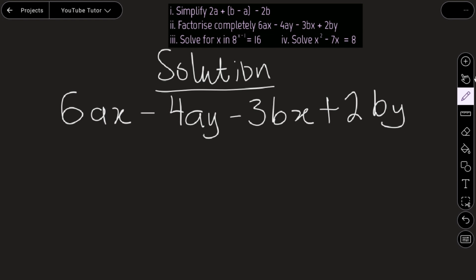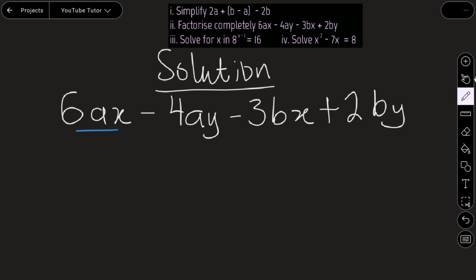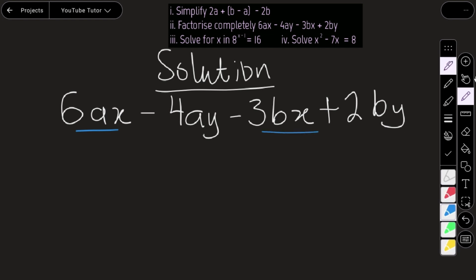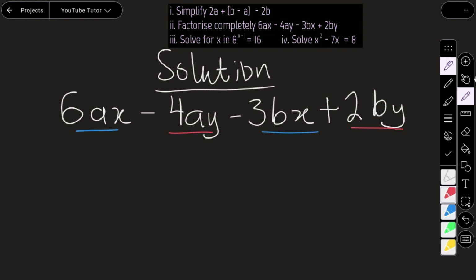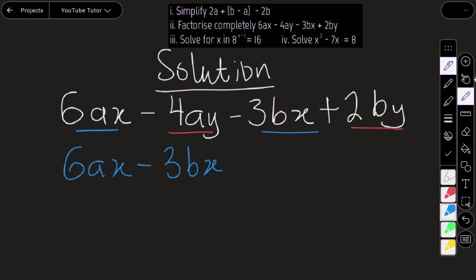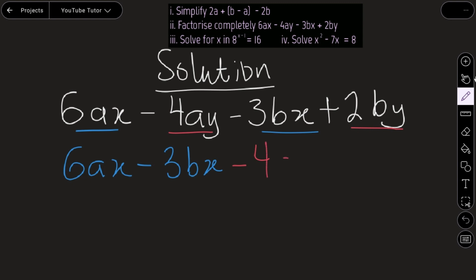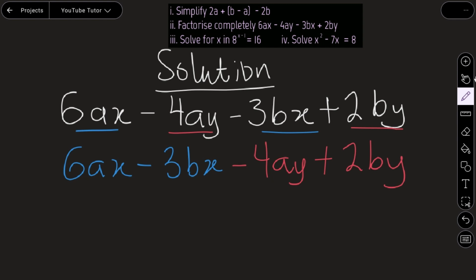We can see that, so let me change the pen. We have ax here and we have bx here, so we can see x is common there, and we have ay, by, so we can see y is also common there. So what I'm going to do is group 6ax together with 3bx, as well as group negative 4ay together with 2by. Okay, now what do we have? We have this expression 6ax minus 3bx minus 4ay plus 2by.